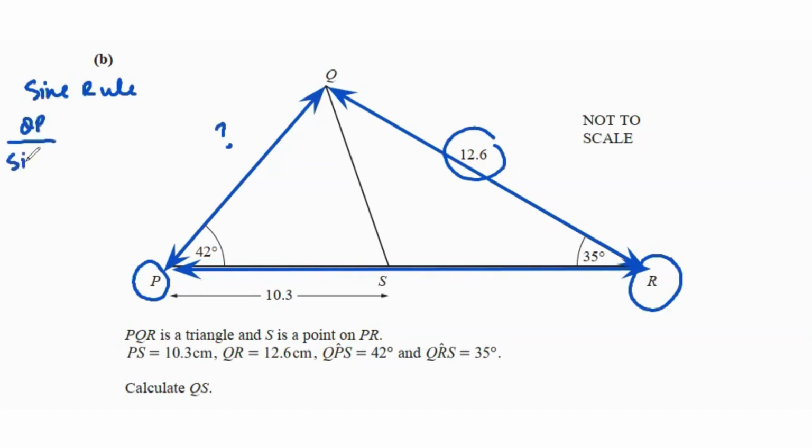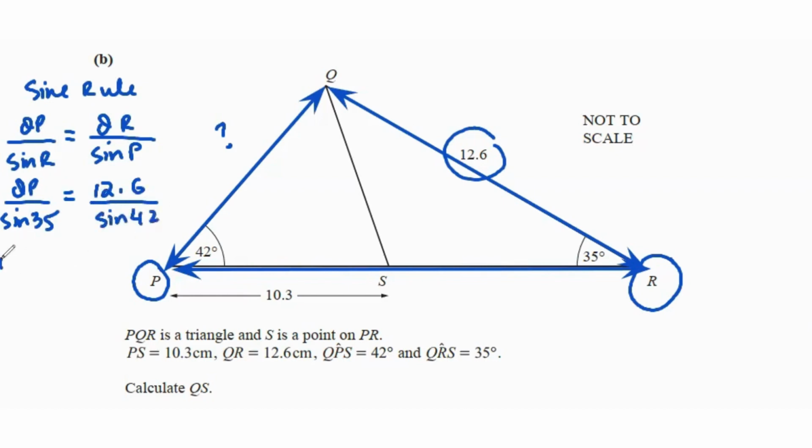QP over sine of angle R equals QR over sine of angle P, which is QP over sine of 35 equals 12.6 over sine of 42. So QP is going to be 12.6 times sine of 35 over sine of 42, and that is going to equal 10.8 centimeters.